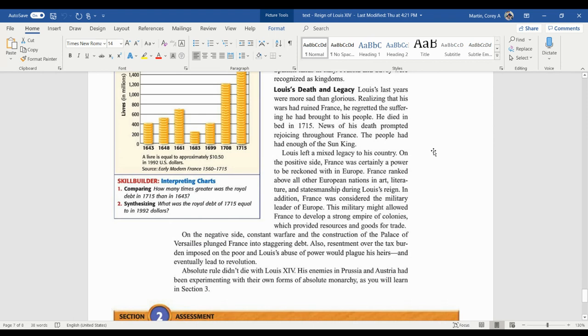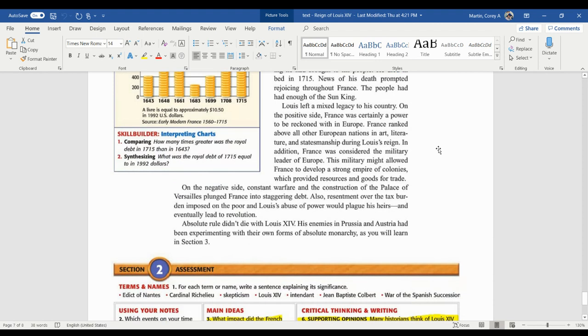Louis's death and legacy. Louis's last years were more sad than glorious. Realizing that his wars had ruined France, he regretted the suffering he had brought to his people. He died in bed in 1715. News of his death prompted rejoicing throughout France. The people had had enough of the Sun King. Louis left a mixed legacy to his country.